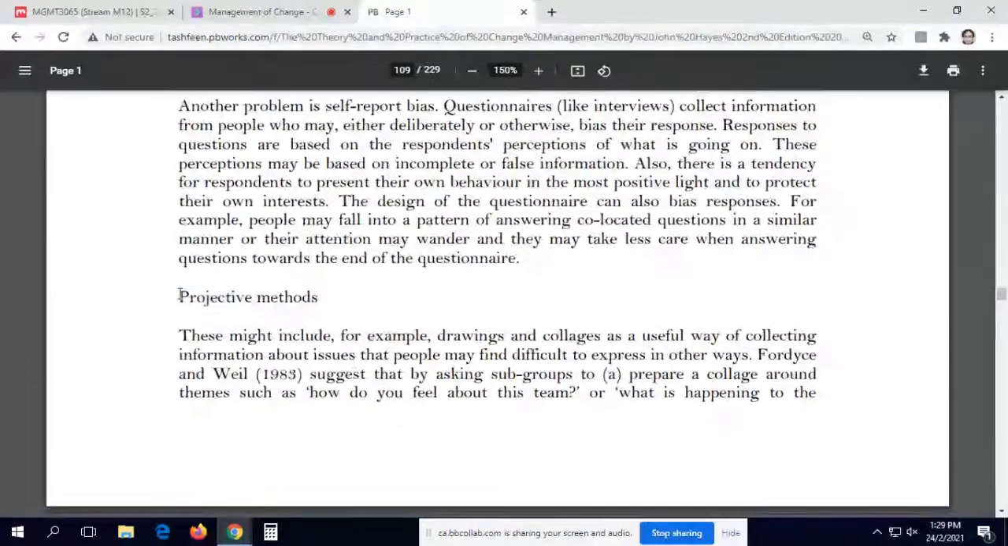Projective methods, I don't know if you have heard this term or not. Please run a simple Google search on this, projective methods, what they are, but I can quickly explain. This is a very interesting way to collect information. For example, look at this. Drawings, collecting information about issues that people may find difficult to express in other words.